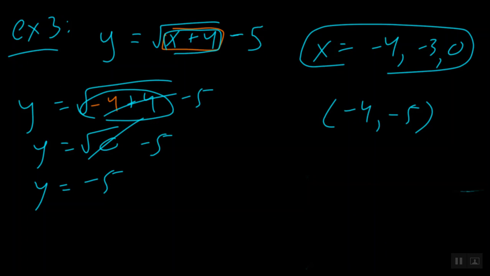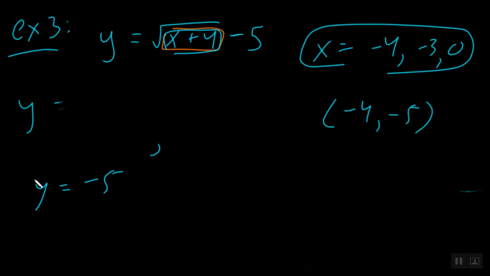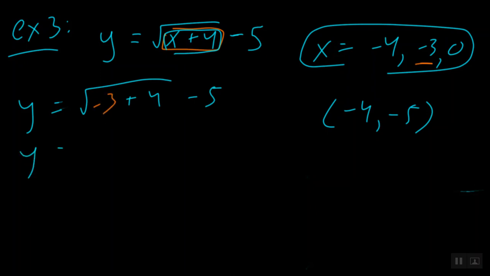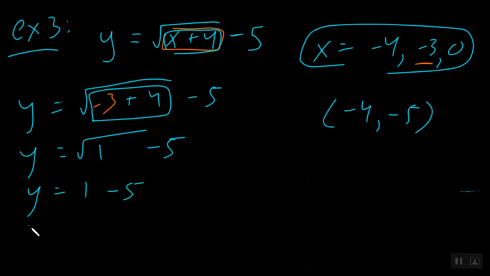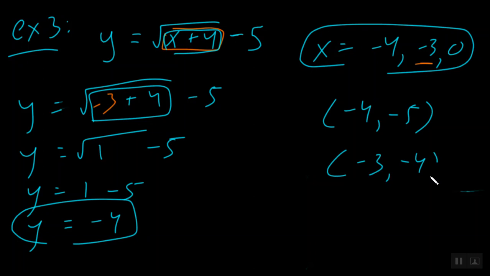All right, well, let's go ahead and try this again. However, this time we'll use our very next x value, which is negative 3. Okay, what happens? y is equal to the square root of negative 3 plus 4, which is positive 1, minus 5. I know that the square root of 1 is 1, minus 5. And 1 minus 5 is negative 4. So I now have this point, (-3, -4).